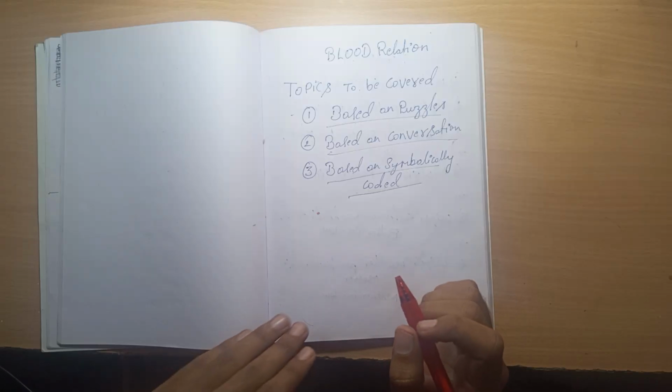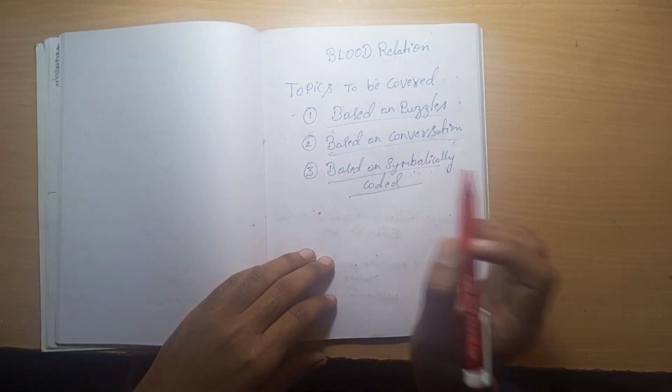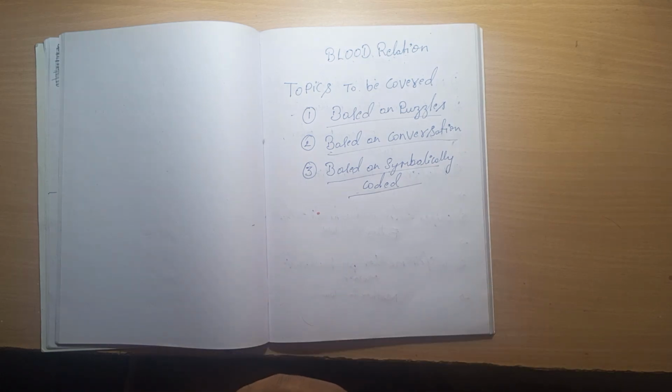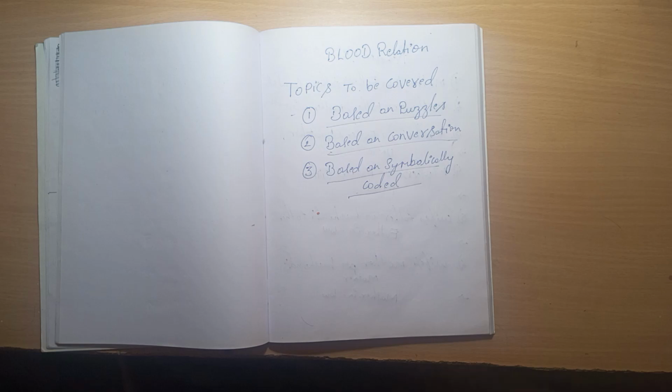In the blood relation chapter, we need to cover three topics. The three topics are based on puzzle, based on conversation, and based on symbolically coded. The third topic is not very important, and we can completely ignore it.